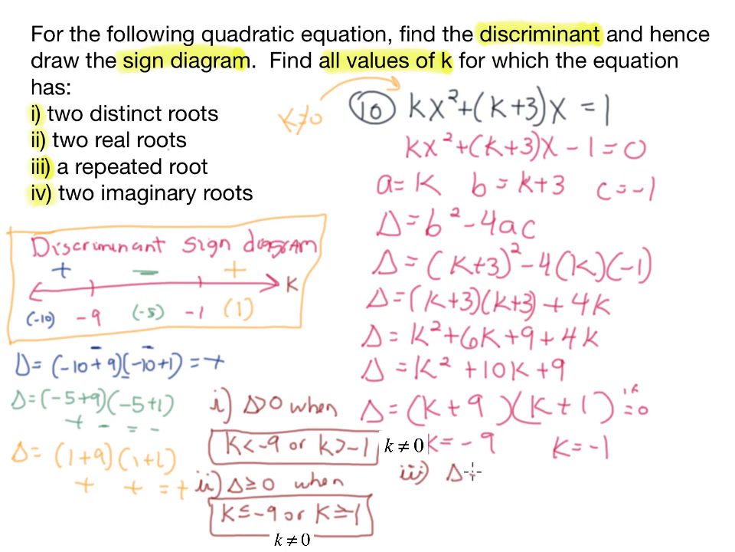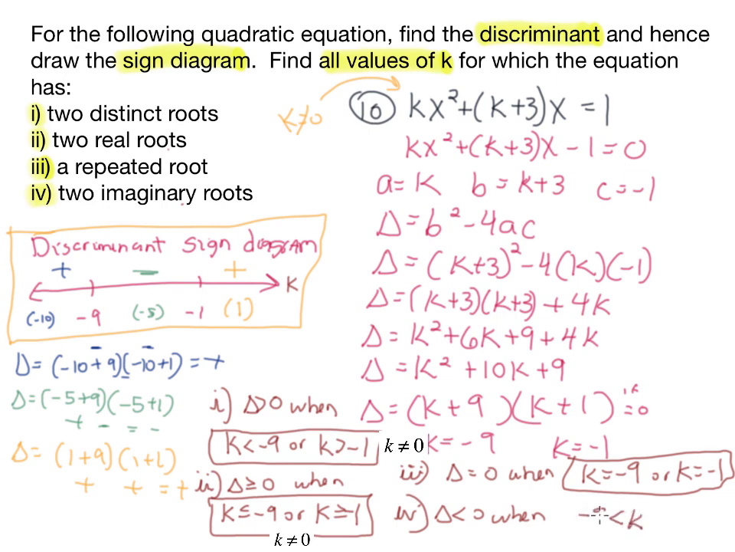3, a repeated root. That occurs when our discriminant equals 0. That's when k equals negative 9 or k equals negative 1. And two imaginary roots, that's when our discriminant is less than 0. That occurs between the negative 9 and the negative 1. So negative 9 is less than k, which is less than negative 1.